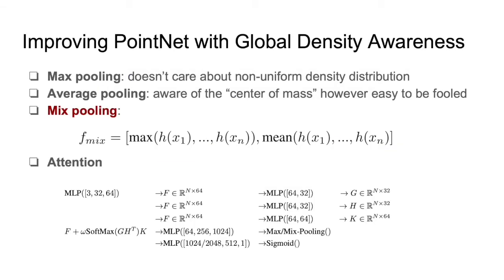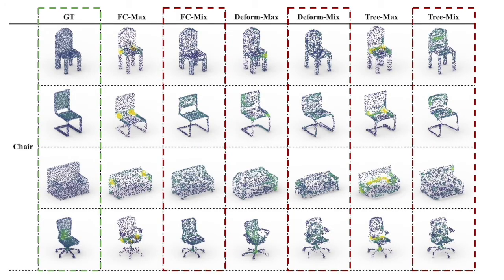In this work, we find two sampling-aware discriminators. 1. PointNet Mix, which simply concatenates the max pooling feature and the average pooling feature of PointNet. 2. PointNet Attention, which replaces max pooling or average pooling by an attention layer. Our experiments on ShapeNet chairs show that using PointNet Mix as our discriminator can generate shapes with more uniform point density while maintaining high shape quality.